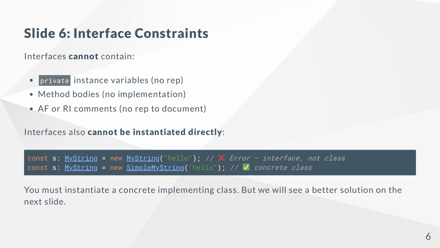Interfaces have specific constraints you should know. They cannot contain private instance variables, method bodies, or AF and RI comments, because they have no rep to describe. They also cannot be instantiated directly. Writing new MyString will produce a compile error. You must instantiate a concrete implementing class, but we will see a much cleaner solution: the factory function.